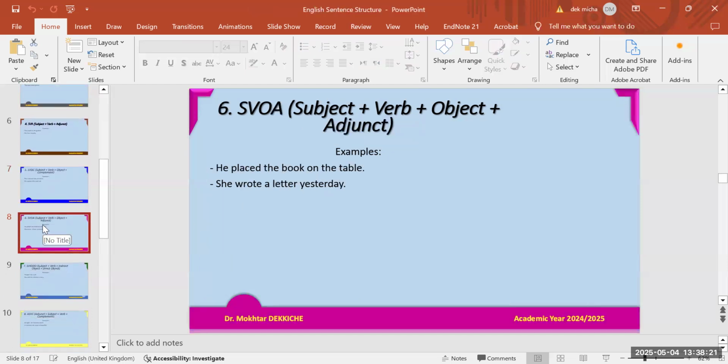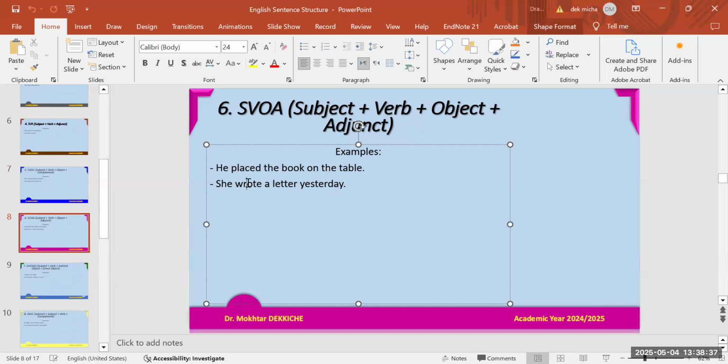Pass to another structure, which is subject, verb, object, and adjunct. He placed the book on the table, and she wrote a letter yesterday. So she is a subject, wrote is a verb, a letter is an object, and yesterday is an adjunct.